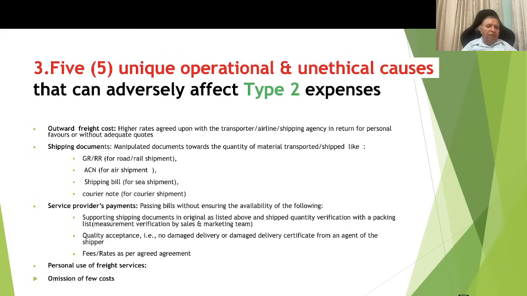Then personal use of freight services, particularly for example couriers, omission of the few cost. Now these five causes, they can lead to adverse reporting in the P&L account.